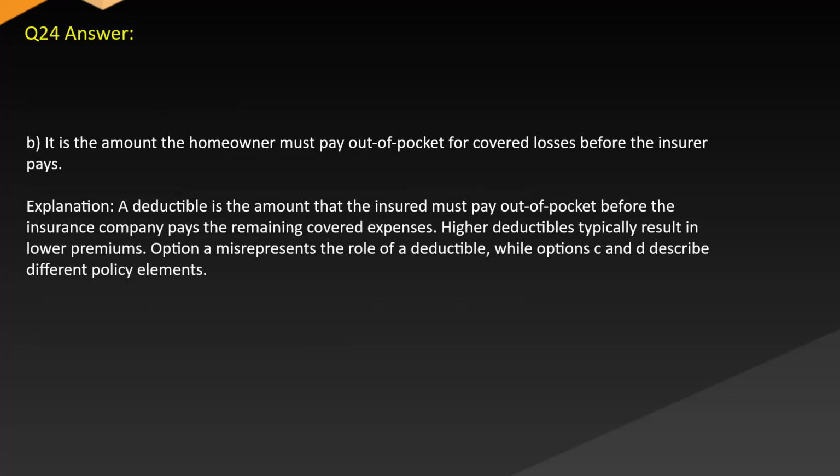Answer: B. It is the amount the homeowner must pay out of pocket for covered losses before the insurer pays. Explanation: a deductible is the amount that the insured must pay out of pocket before the insurance company pays the remaining covered expenses. Higher deductibles typically result in lower premiums. Option A misrepresents the role of a deductible, while options C and D describe different policy elements.